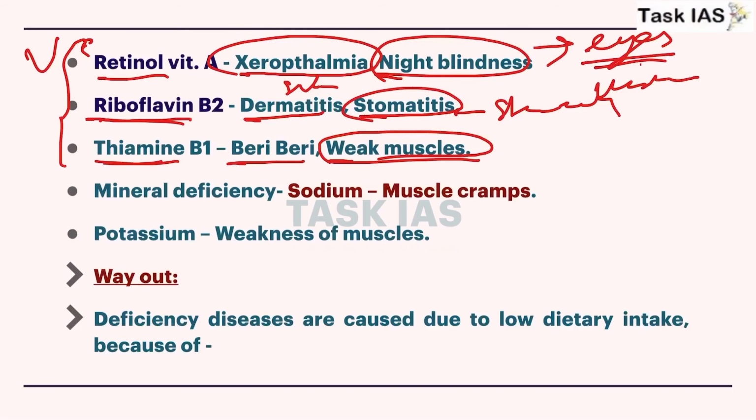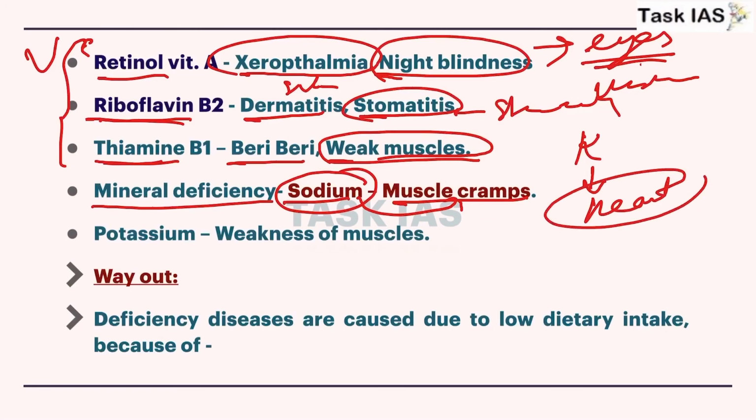Now if mineral deficiency is there, then also some issues happen. For example, if there is deficiency of sodium, then muscle cramps will happen. If there is deficiency of potassium, then that will lead to less efficient functioning of our heart, because potassium is needed for our heart system as well. Now potassium is also related with weakening of muscles.